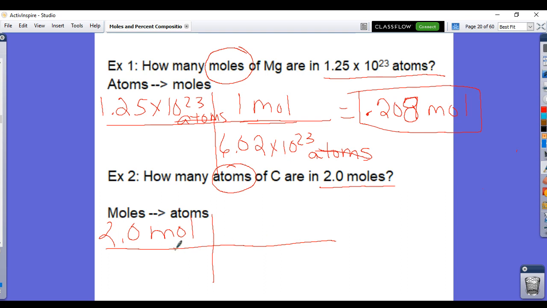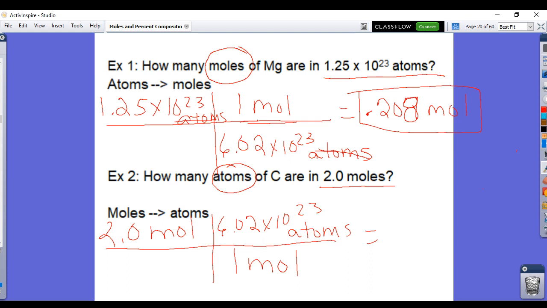Because mole is here, now mole is going to be here. And every time we write a mole, it's always a 1 with a mole. And we're trying to go to atoms. Every time we write atoms, we always write 6.02 times 10 to the 23rd. All right.